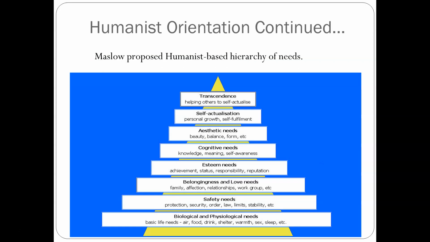The humanist orientation. Maslow, of course, was a humanist, and we're looking here at going beyond self-actualization. So we're going to transcendence. This is a 7-step process that doesn't begin with safety. It begins with biological and physical needs. People need air, food, warmth.